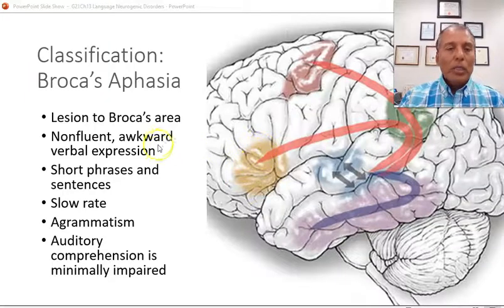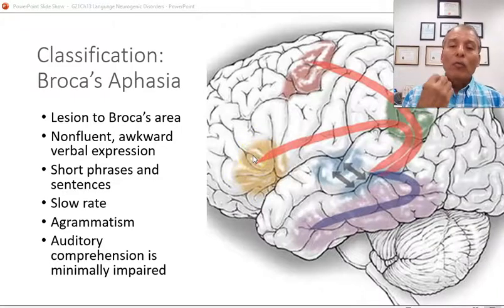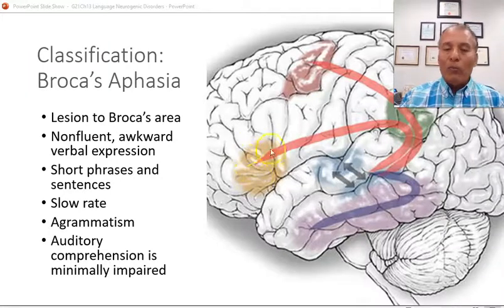And he noticed that a lot of his patients who had difficulty with grammar, when he examined their brains after they died, he found that this particular area was the one that is damaged. So he identified this area as the area for grammatical processing and for motor speech production. That has been very well confirmed, and we know today that it is true. So we call this Broca's area.